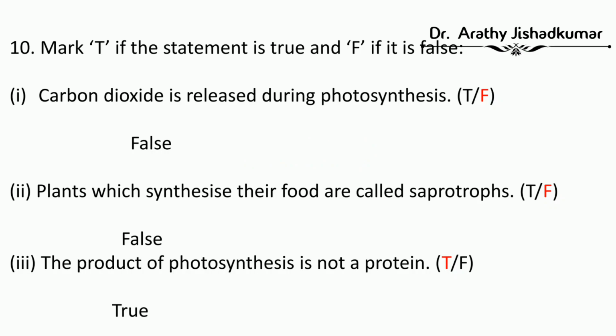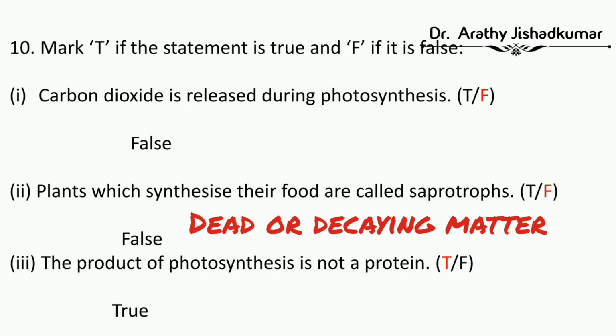Second question. Plants which synthesize their own food are called saprotrophs. Wrong. Because plants which synthesize their own food are called autotrophs. Saprotrophs are organisms which feed on dead or decaying matter.